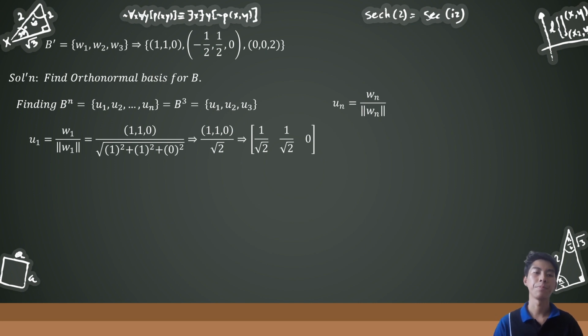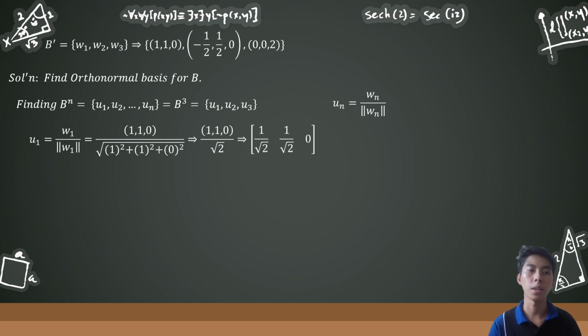Because in solving the unit length, unit magnitude, or unit norm of a vector, we use this equation. We need to find the square root of the summation of the squares of each element. So 1 raised to 2 plus 1 raised to 2 plus 0 raised to 2 is equal to 2. So we have here over the square root of 2.